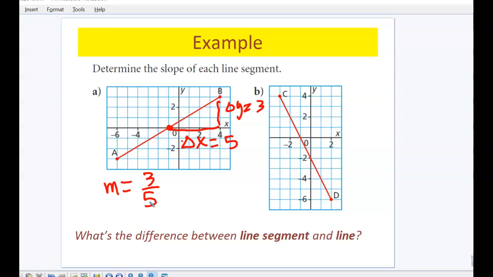For part B, again, I could use this point right here to find my rate of change. So my change in y, I'm going from 4 down to 0. Since I'm going down, it would be -4. My change in x, I'm going from -3 to -1, so my change is 2. So my rate of change is -2.